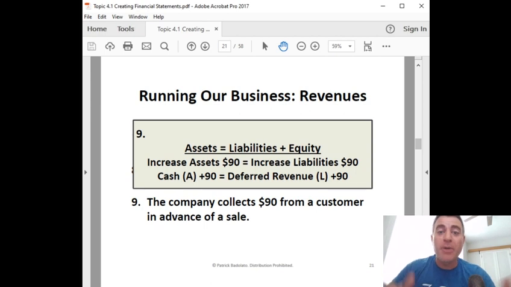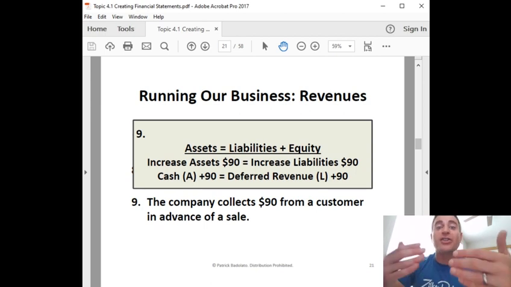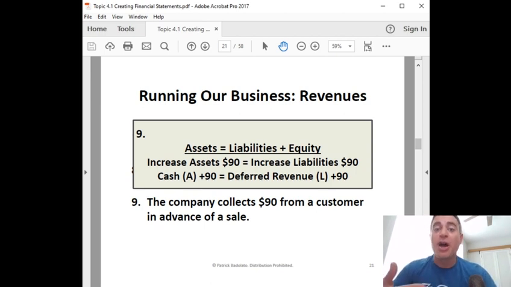So how do we do that? I'm not increasing my equity here. I'm not saying my shareholders are better off. I'm representing the economic reality. I do have cash, in fact, but I also have a liability, an expectation to provide the customer with goods or services in the future. That's what I have here. All right, that's my next three.